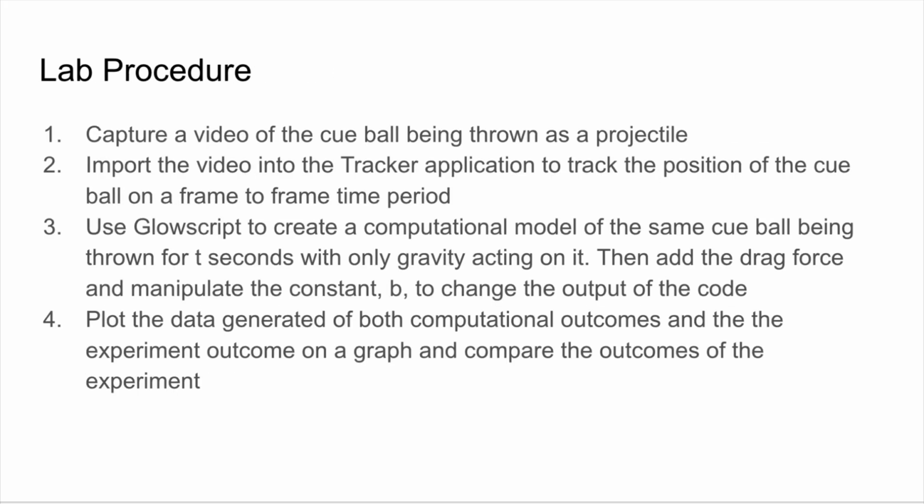The lab procedure was to capture a video of the cue ball being thrown as a projectile, and then import that video into the Tracker application to track the position of the cue ball frame to frame by using the center of mass. Then go over to GlowScript to create a computational model of the same cue ball being thrown for t seconds with only gravity acting on it, and then do another computational model where you add drag force and manipulate the constant b to change the output of the code to get it as close as you can to the experimental model. Then plot the data generated by both the computational outcomes and the experiment on a graph and compare the outcomes.